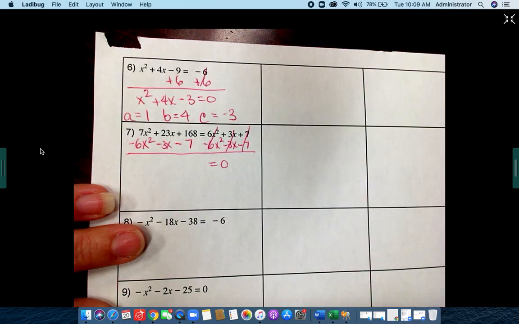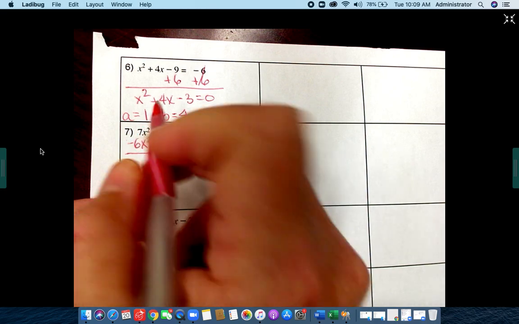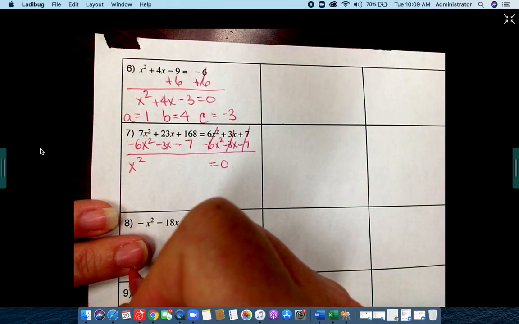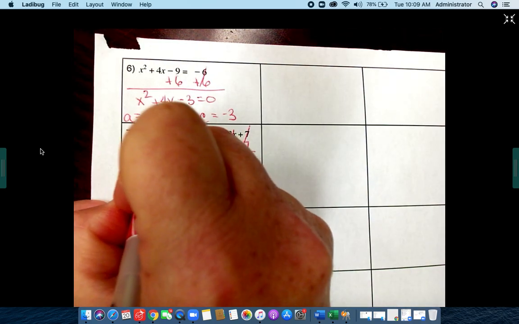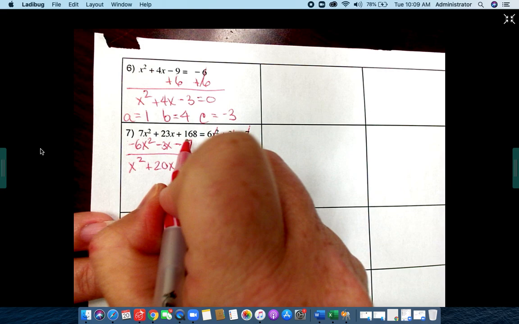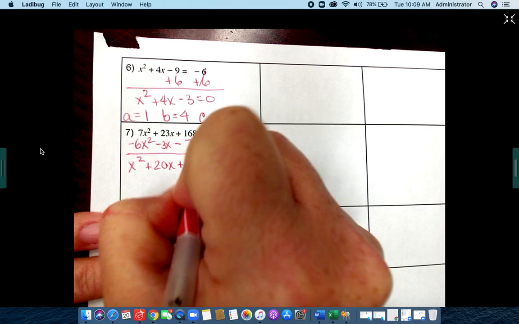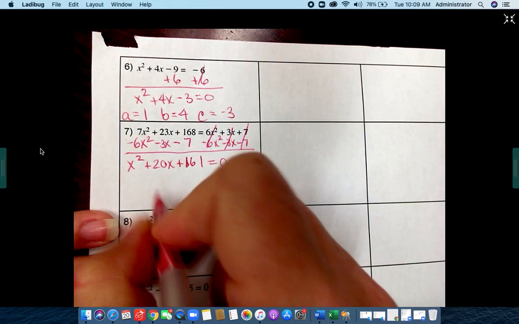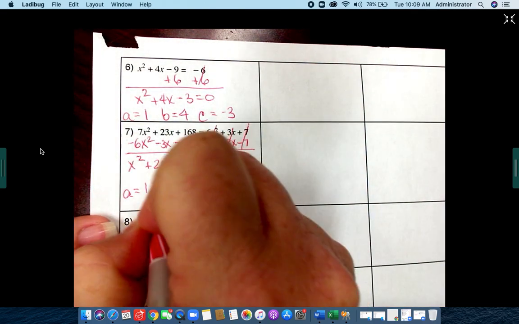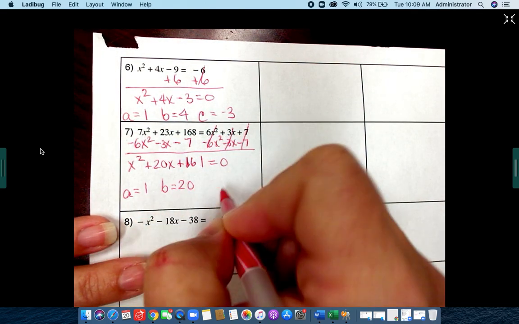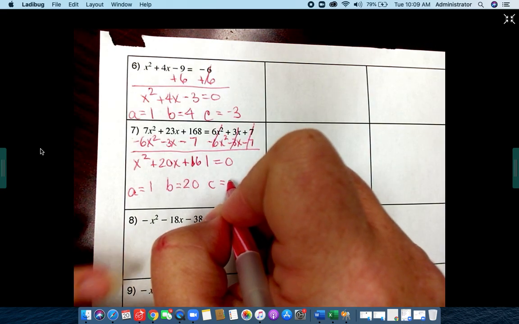So now that canceled out and it's equal to 0. 7x squared minus 6x squared is 1x squared. 23x minus 3x is 20x. And 168 minus 7 is positive 161. So now I've done step 1, which is make sure it's set equal to 0. So my A value is 1, my B value is 20, and my C value is 161.